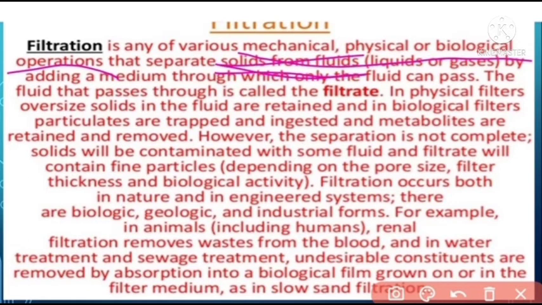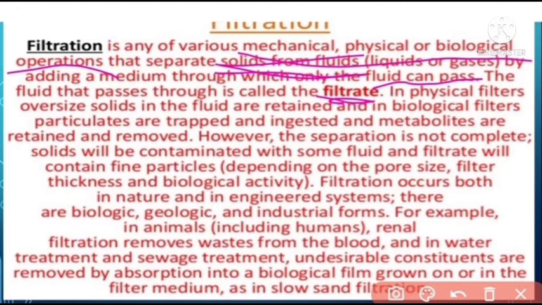Liquids or gases are separated by adding a medium, meaning a filter, through which only the fluid can pass. The fluid that passes through the filter paper is called the filtrate. In physical filtration, oversized solids in the fluid are retained on the filter paper. In biological filtration, plant extracts and chemical extracts are also separated by this method. Homogeneous and heterogeneous mixtures are also identified by this method.